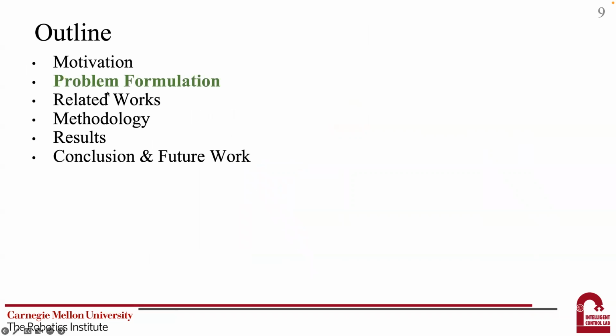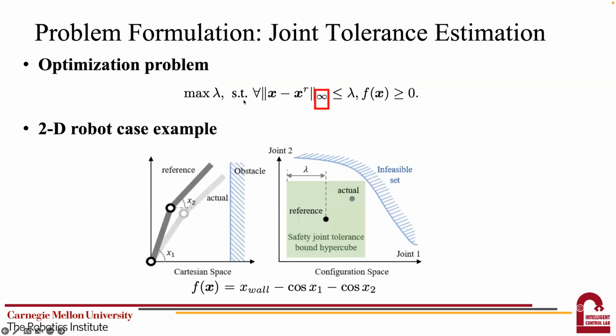Now we're ready to present the problem formulation. Since we're to solve an optimization problem with an infinite number of constraints, mathematically, given a feasible reference state x_R, we want to find a bound lambda such that for any deviation within the bound, the robot is safe. This is called the tolerance estimation problem. And here we focus on the infinity norm case, where the infinity norm ball is equivalent to a hypercube in the configuration space. Here we provide an example on a 2D two-link planar robot arm shown below.